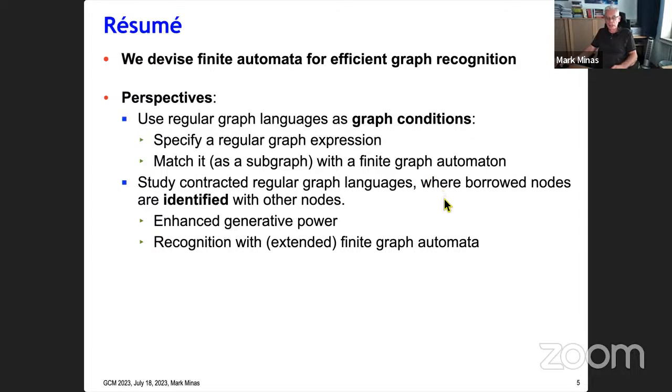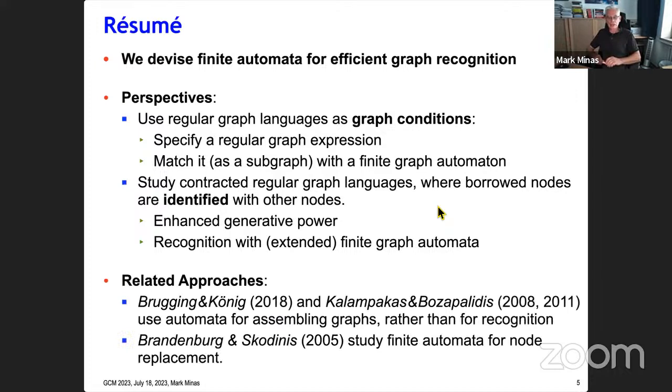We would also look into different kinds of formalisms where nodes can also be identified. And of course, at the end, I just want to point out that using automata for graphs is not new. For example, Sander and Barbara and others have used these automata, but just for assembling graphs, not for recognition. And Brandenburg and Skodinis also have used finite automata, but only for node replacement.